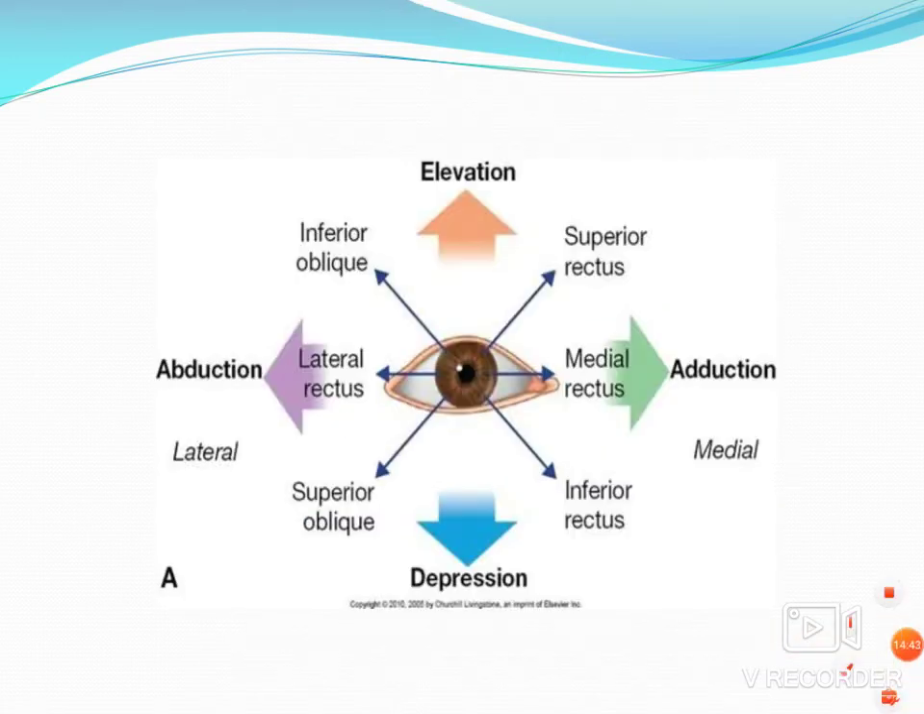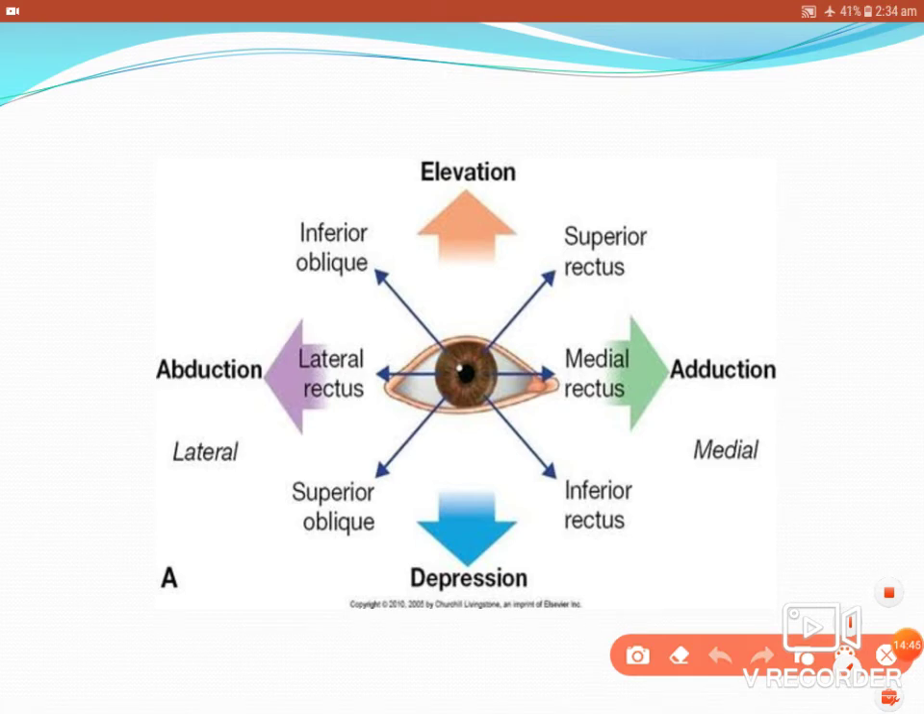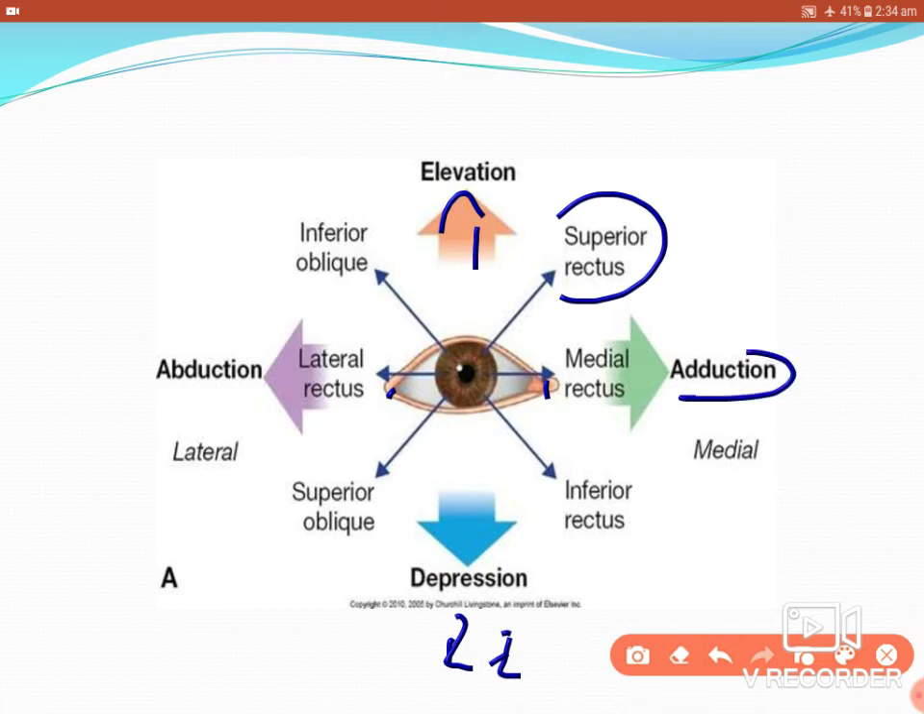Here are the muscles helping these movements. This is the right eye, this is the medial angle, this is the lateral angle. Here you can see the superior rectus. Contraction of the superior rectus produces elevation, then adduction, and also intorsion. Contraction of the inferior rectus produces depression, then adduction, and also extorsion laterally.